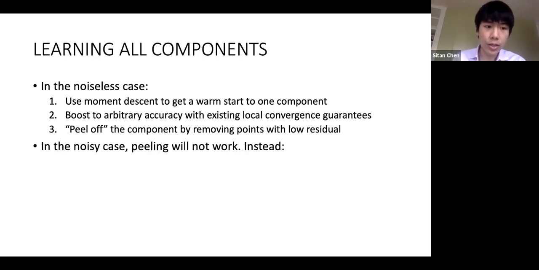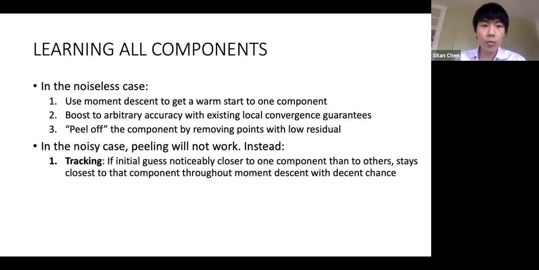Okay, so clearly in the noisy case, when we have white noise, this last step is no good. In particular, even if I had a perfect estimate for one of the components w's, I won't be able to remove all the points from that component because points from that component might have large residual just because of the white noise. What can I do instead? Well, I can try to more delicately analyze the dynamics of moment descent.